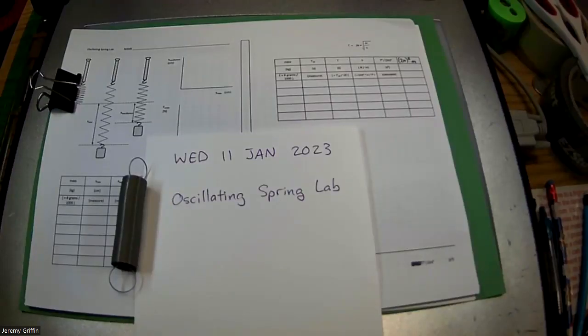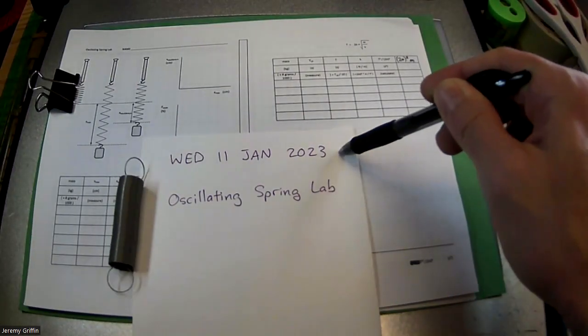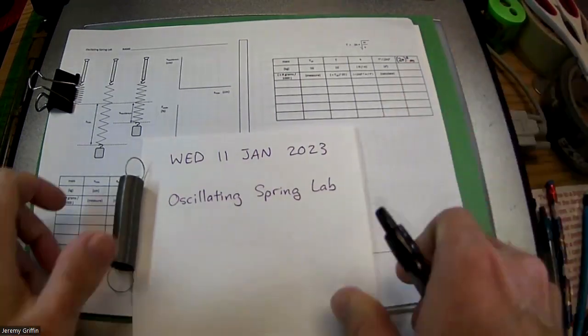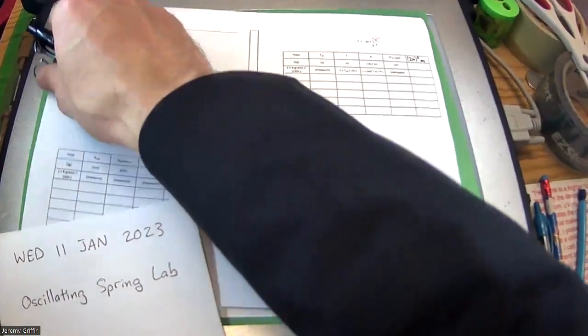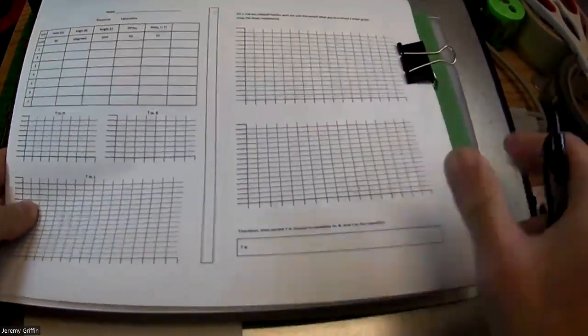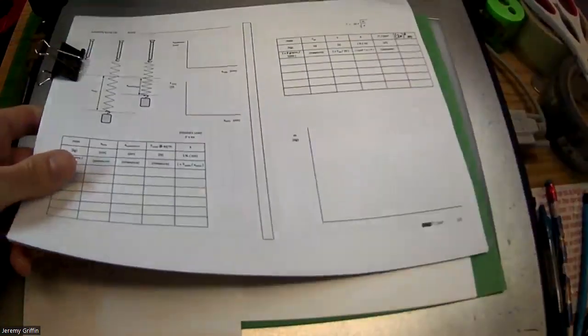Recording is rolling. It is Wednesday, January 11th. We're going to do this oscillating spring lab today. This is on the same paper that you guys did the pendulum lab on. It's just printed on the opposite side.